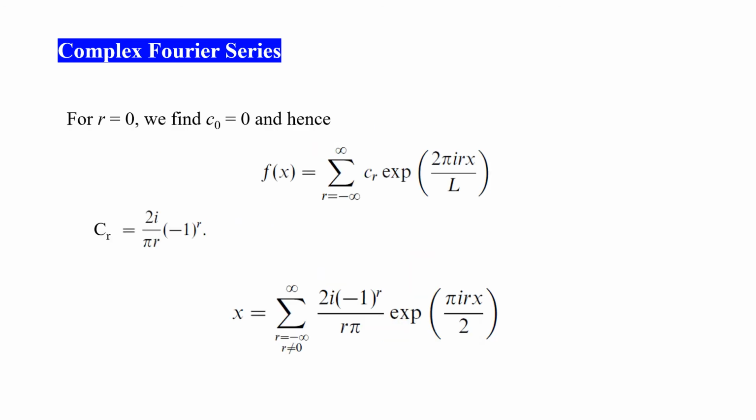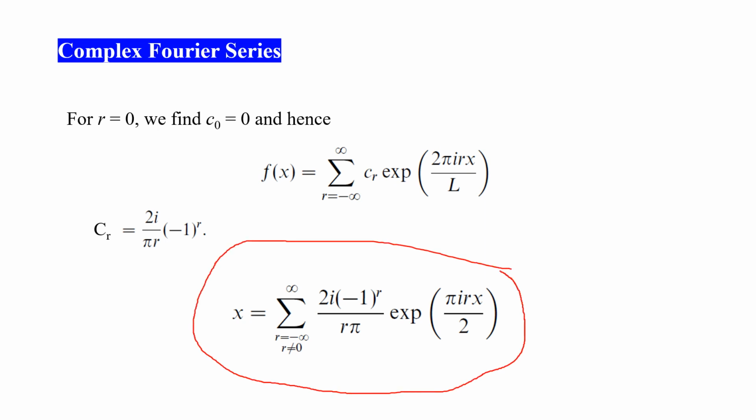And for r that's equal to 0, we find that your c sub 0 is equal to 0. And hence, using again your complex Fourier series, replacing your c_r with this value here, you get your complex Fourier series for your x that's equal to the sum of 2i negative 1 raised to the power of r over r pi times the exponential of pi i r x over 2. So this one here is your complex Fourier series for your f of x, which is equal to x.